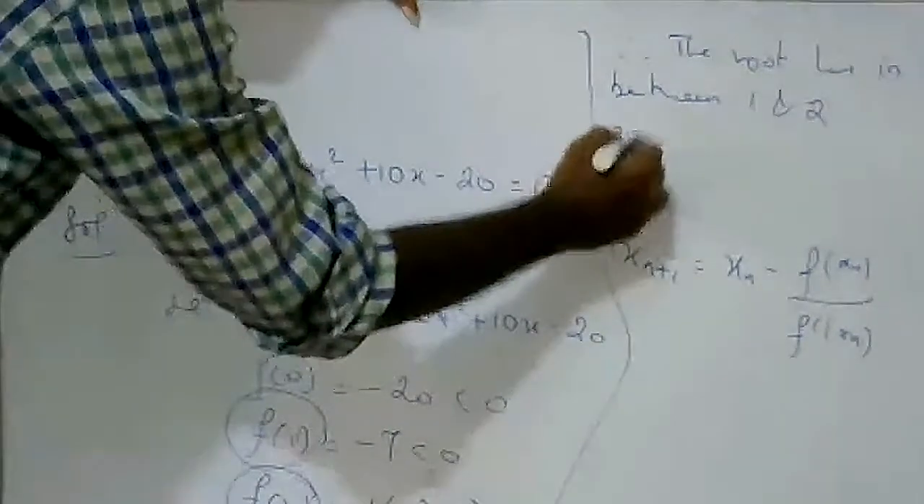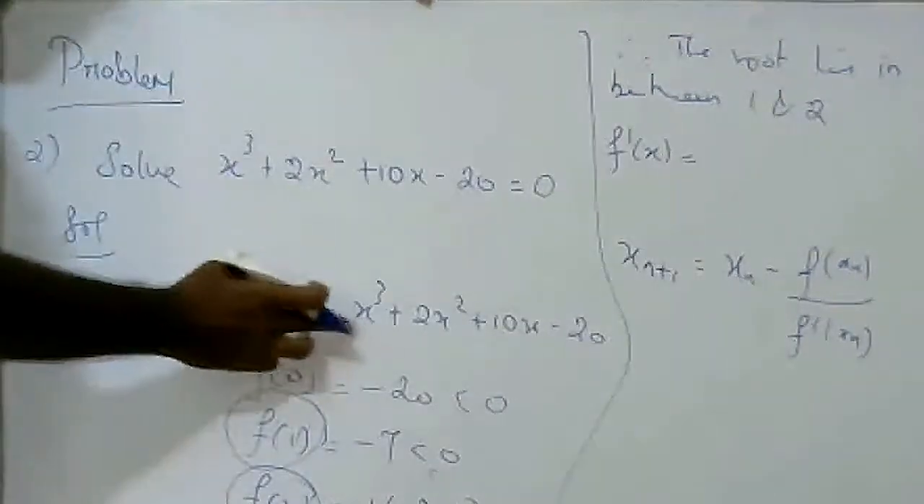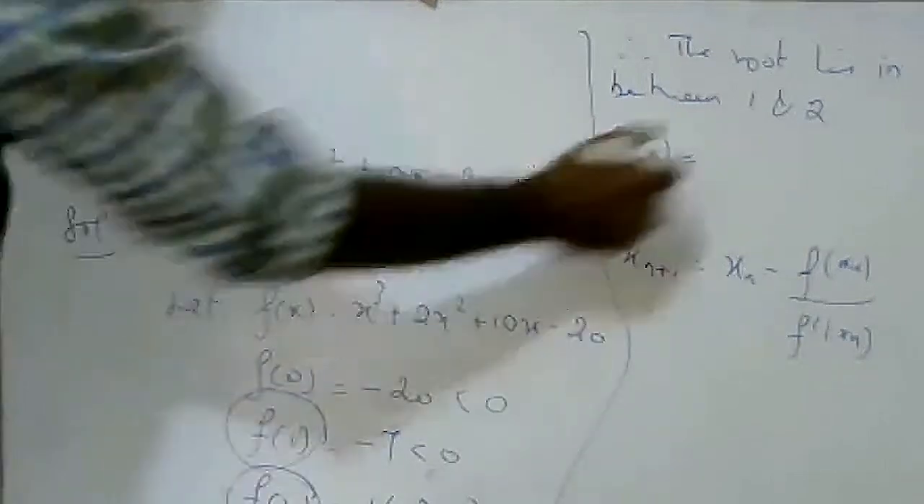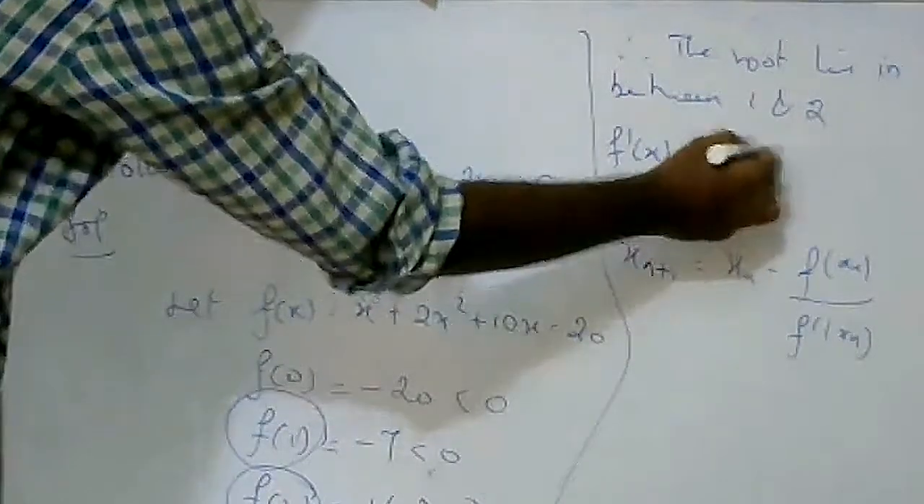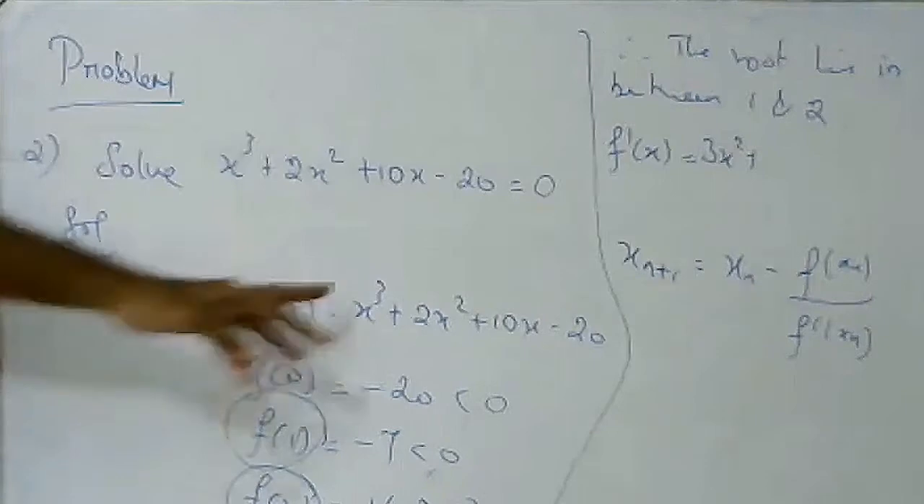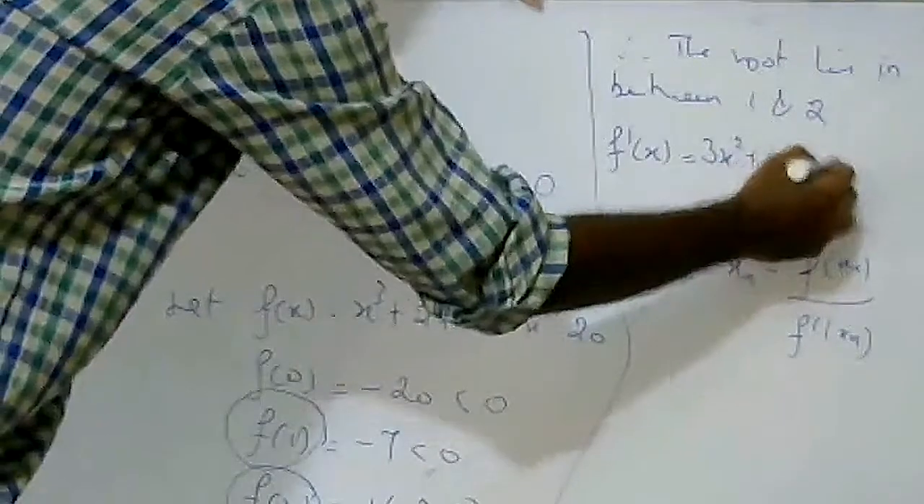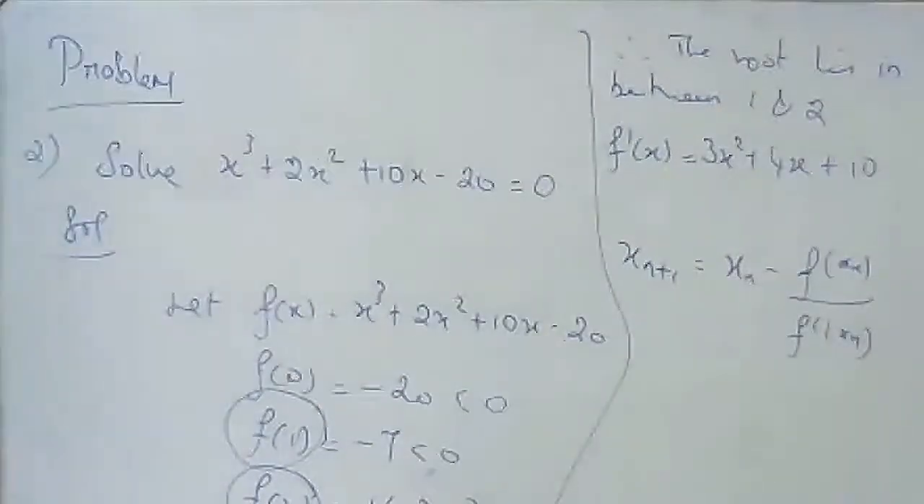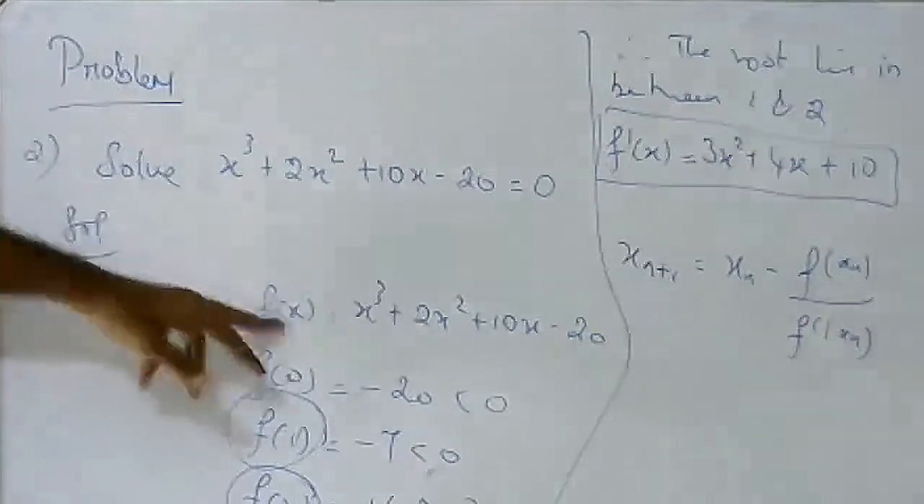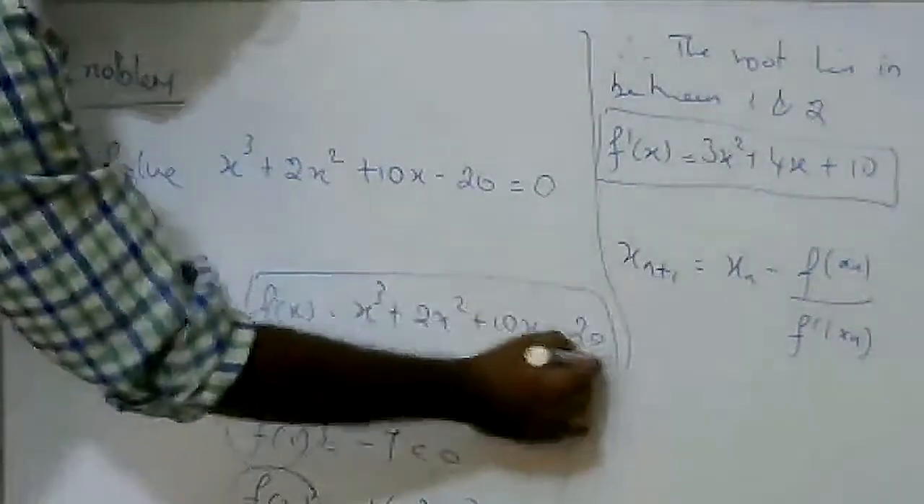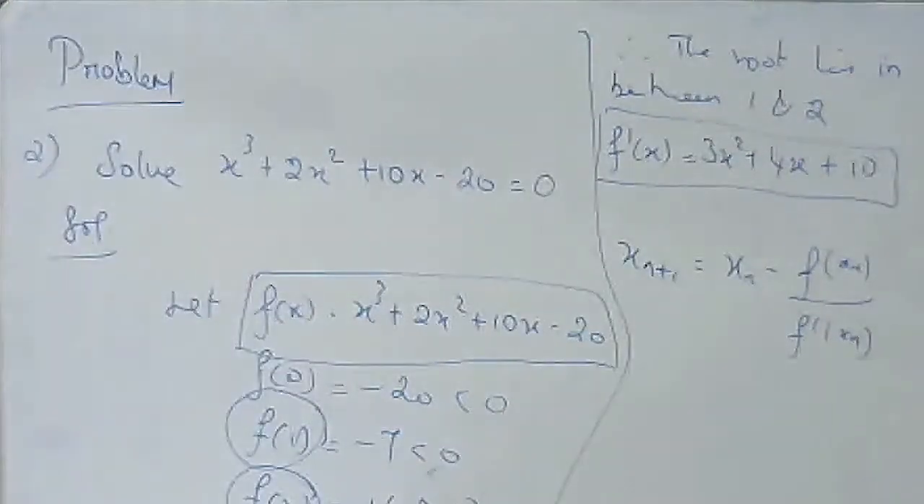So f dash of x, the differentiation. x cube, if you differentiate, you get 3x square, which in 10th 11th you might have studied. x cube differentiate பண்ணா 3x square. 2x square differentiate பண்ணா we get 4x plus 10. Minus constant differentiate பண்ணா you get 0. So that's the derivative. F dash of x equal to 3x square plus 4x plus 10. F of x it's given. எல்லாமே கண்டுபிடிச்சாச்சு.